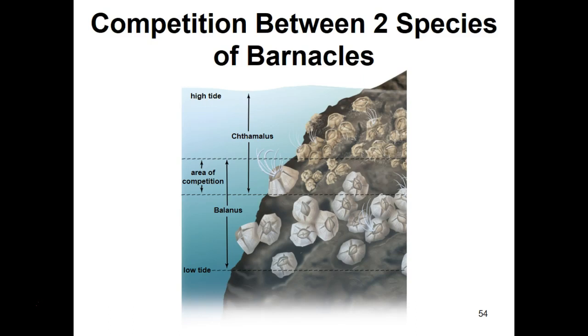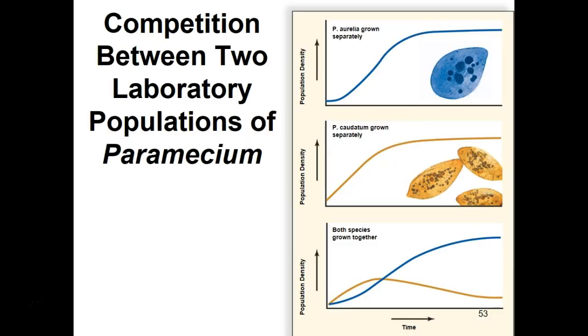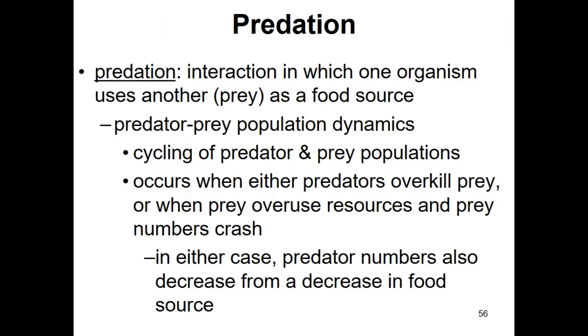This is showing two different types of barnacles that live on the side of the ocean, on the walls of like the mountains where the oceans are. Thalamus and Balanus cannot survive in the same area. They compete. So Balanus now lives lower in the water, and Thalamus lives higher up. And so there are very few that live in that area of competition.